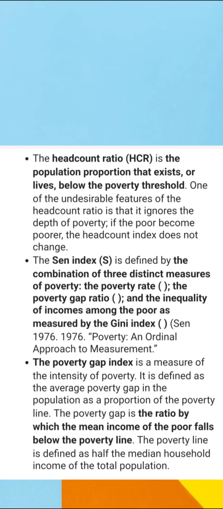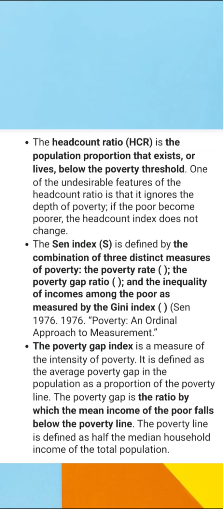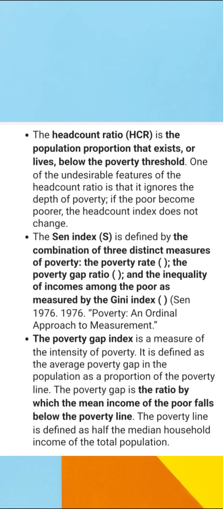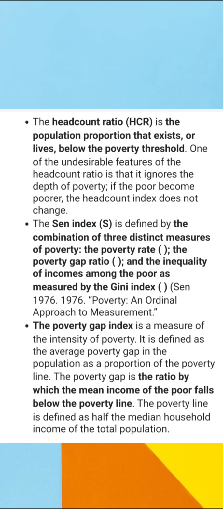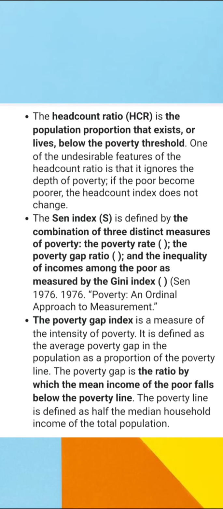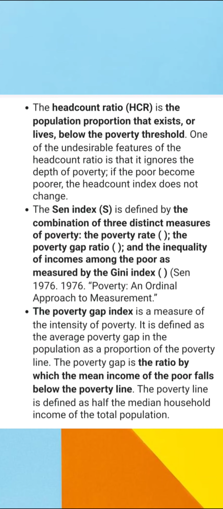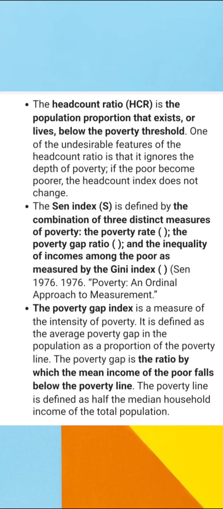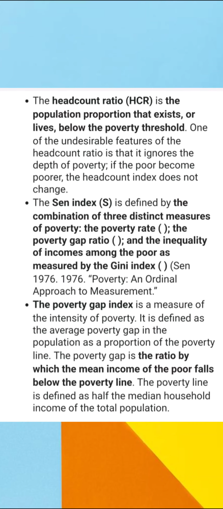The poverty gap index is a measure of the intensity of poverty. It is defined as the average poverty gap in the population as a proportion of the poverty line. The poverty gap is the ratio by which the mean income of the poor falls below the poverty line. The poverty line is defined as half the median household income of the total population.